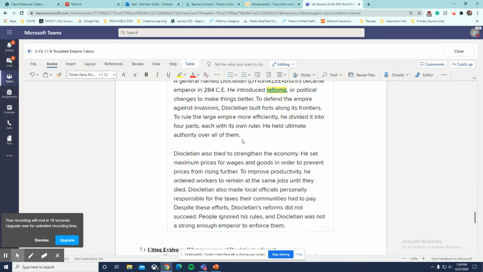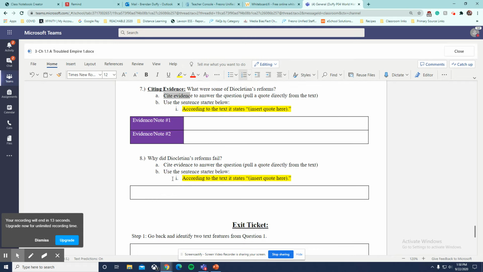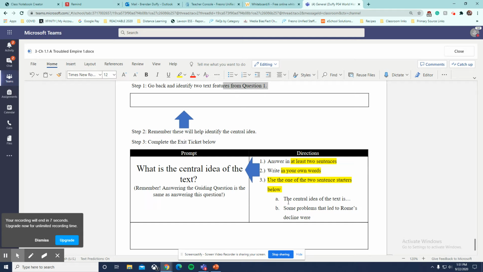Last, right here is who's Diocletian. You're going to tell me what some of his reforms were, once again citing evidence, and then why did they fail, once again citing evidence. And for down here, you're going to copy your answer from question 1, and then answer the exit ticket by following these directions right here, and you're answering this. What is the central idea of the text?